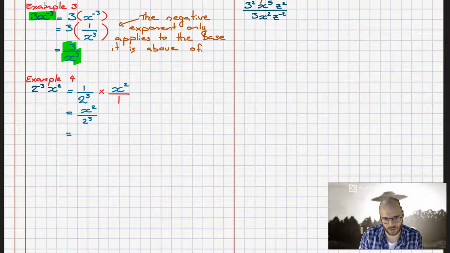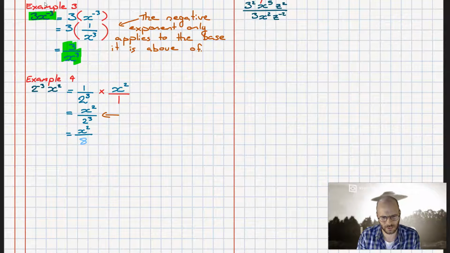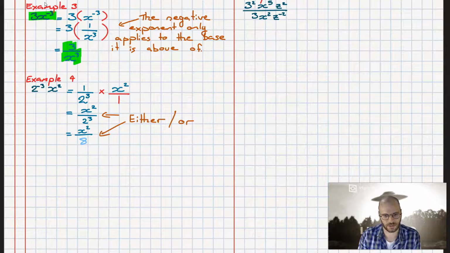And if we wanted to, we could break this down even further and we could go x squared over 8, but because this line over here is a more compact way of seeing it, typically we'd leave it as 2 to the power of 3. So you've got a choice, you can either leave it as this line over here, or you can leave it as this. Doesn't really matter too much. But that's what this would evaluate as, getting rid of the negative index.